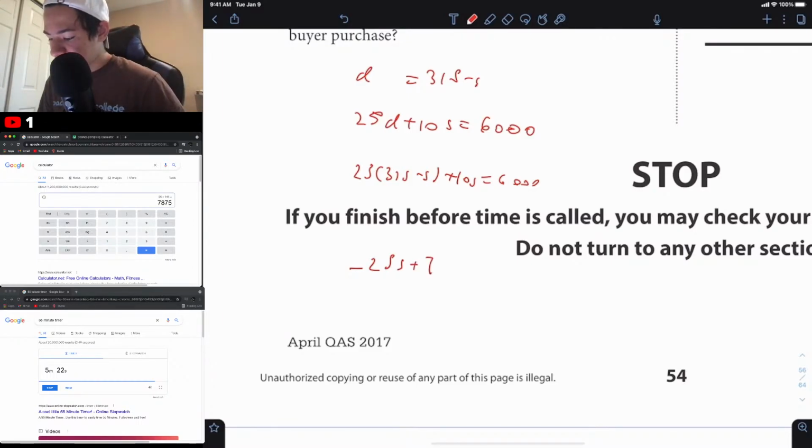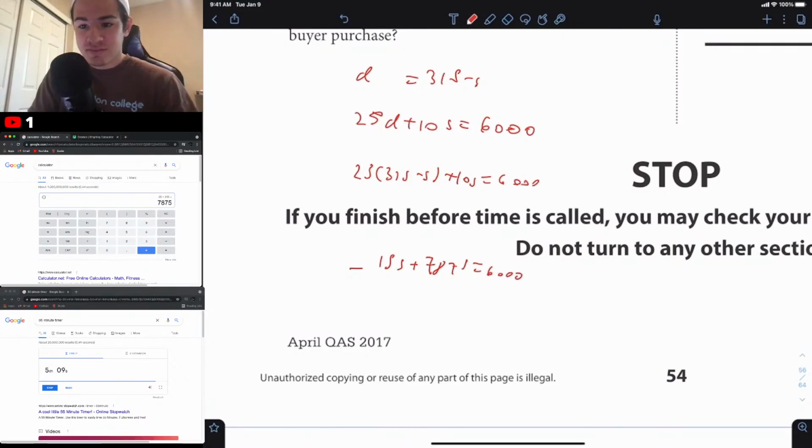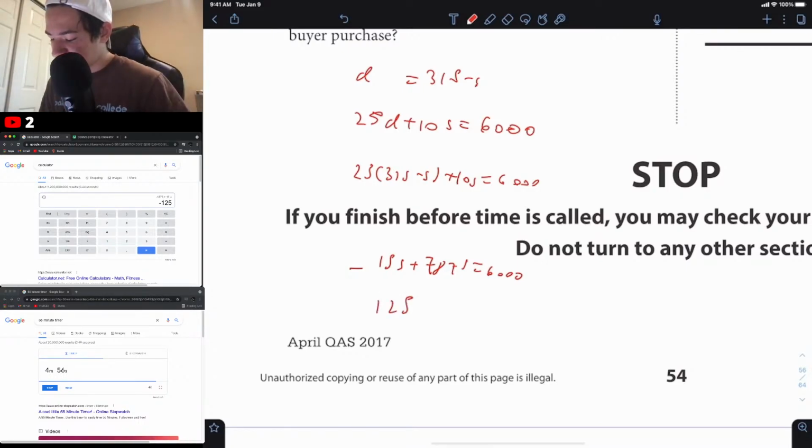7875 plus 10S, so this is going to become negative 15S, and that's going to equal 6,000. I'm going to subtract 6,000 minus the answer, and I'm going to divide this by 15. Should give me 125. So there's 125 shirts.